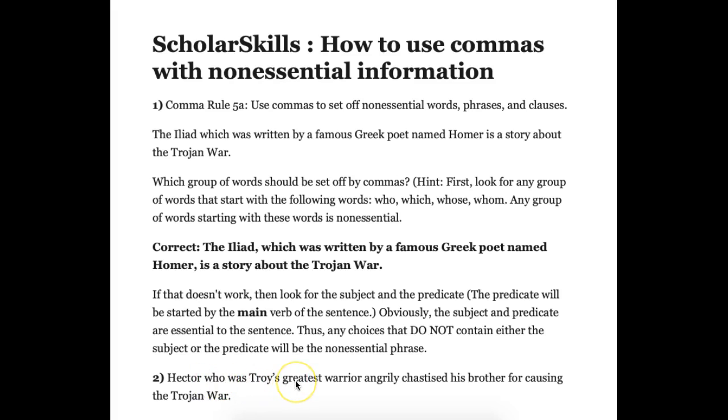Hector, who was Troy's greatest warrior, angrily chastised his brother for causing the Trojan War. When you look at this, you'll see who was Troy's greatest warrior is really non-essential information. It's descriptive, it adds some importance, but it's not essential to the meaning of the sentence. And if I take it out, I can say Hector angrily chastised his brother for causing the Trojan War. That's what I wanted to say. And I added some information about Hector, who was Troy's greatest warrior, and this information ought to be separated or set off by commas. So I would put a comma here, and I'd put a comma there.